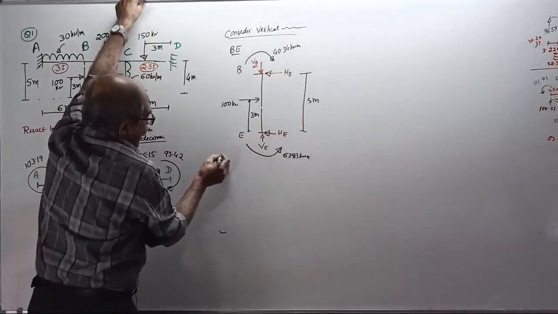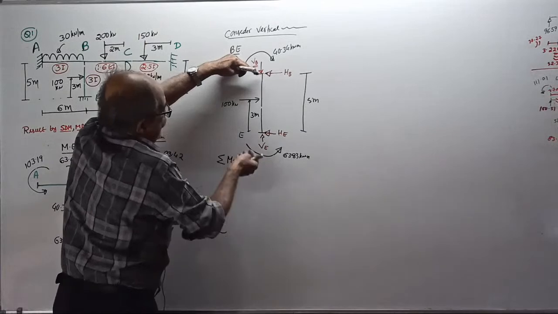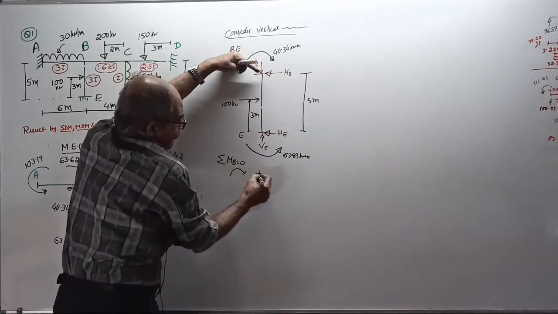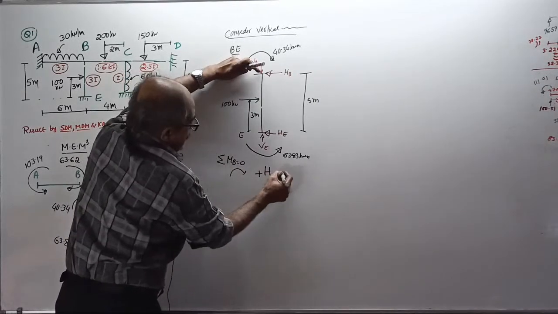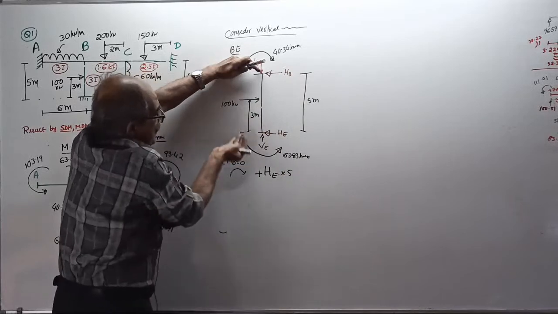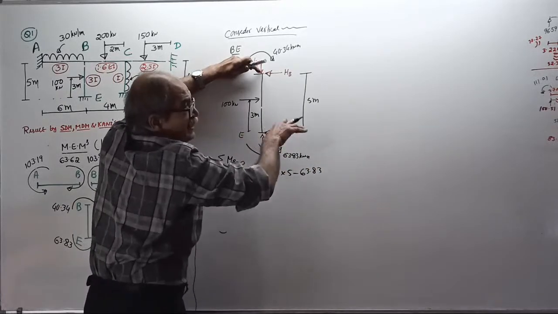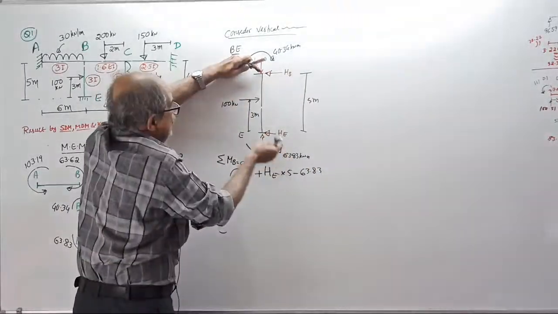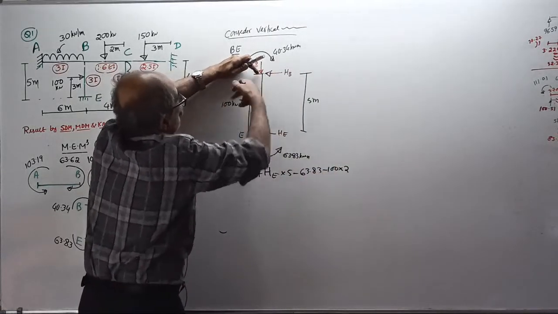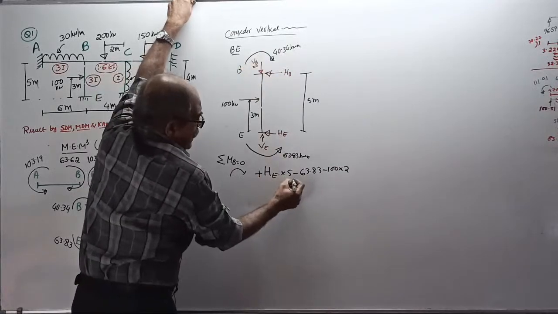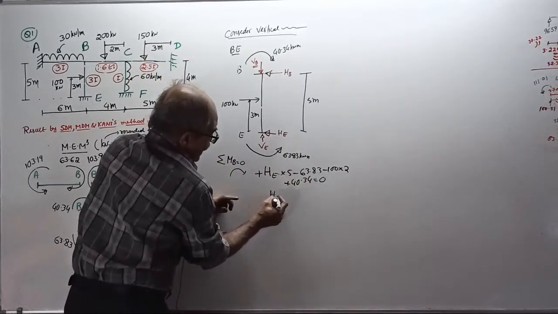Take moment about any point. Take moment about B. Clockwise positive. See here, plus HE. Be careful, HE is unknown. Plus HE into 5, clockwise. Then minus 63.83. No into, it's a moment. For the second question, this is not there. Then minus 100 into 2, then plus 40.34 equal to 0. Anybody can tell me what is the HE value?